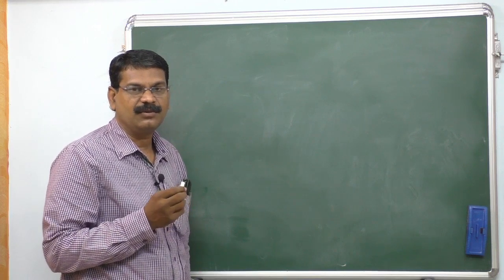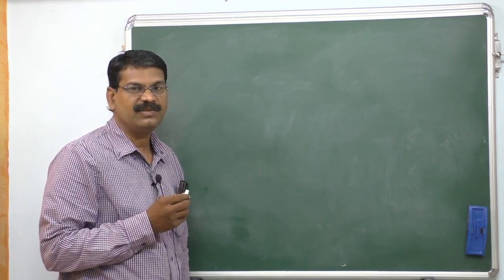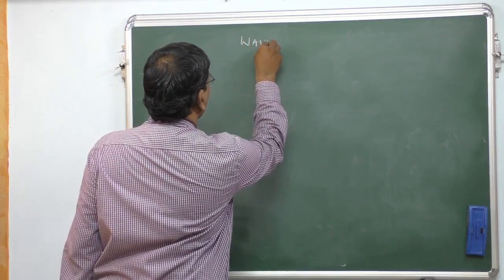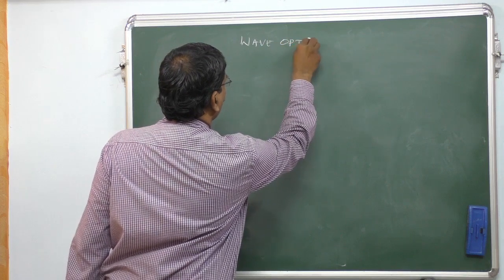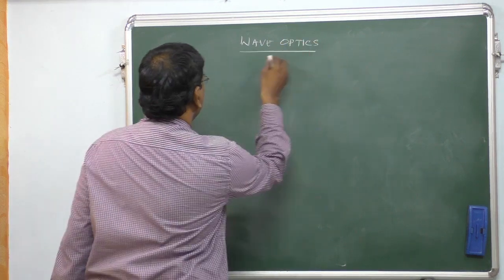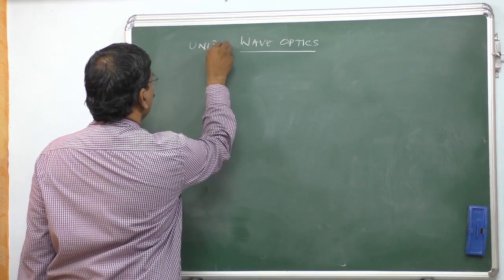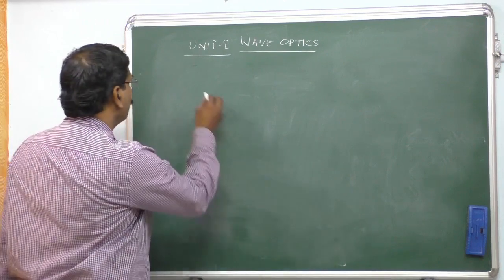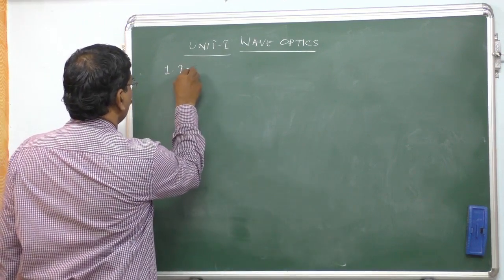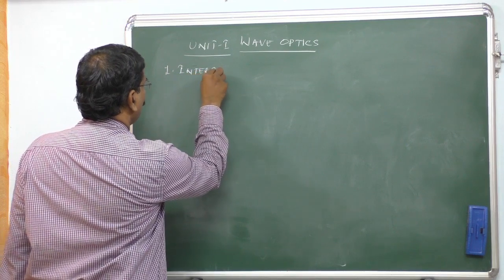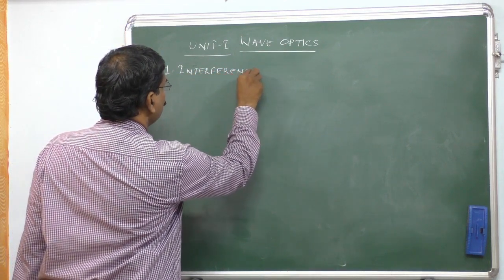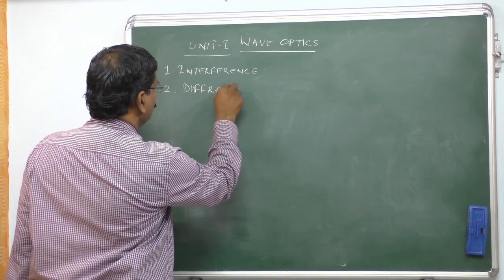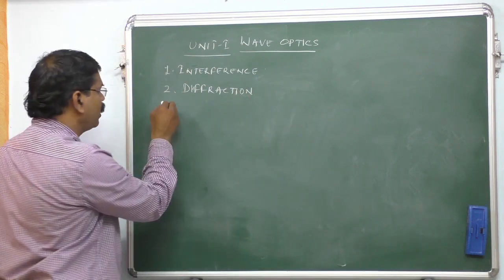We would like to continue Unit 1 of Applied Physics, which is named Wave Optics. Wave Optics, we also call it Unit 1. The concepts involved in wave optics are, the first one is interference. The second one is diffraction. And the third one is polarization.